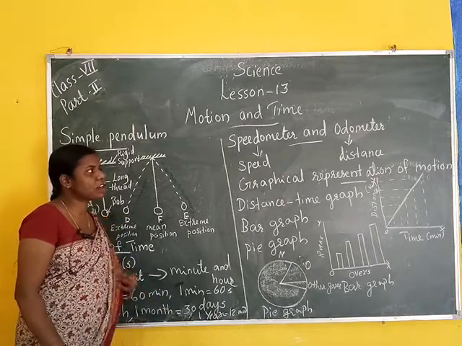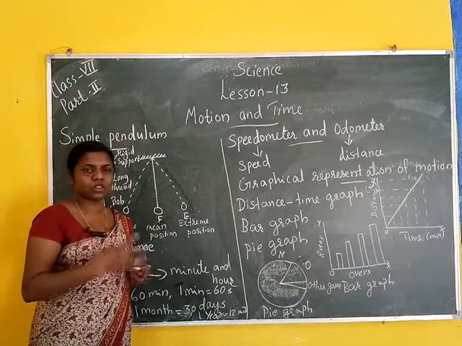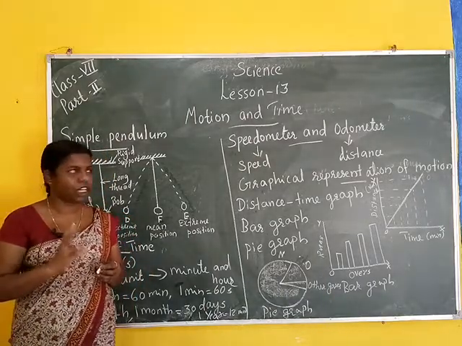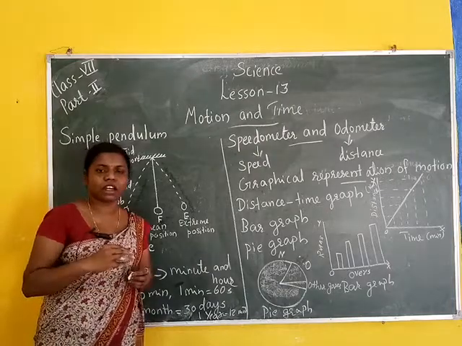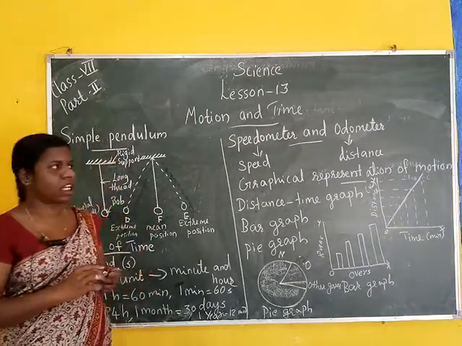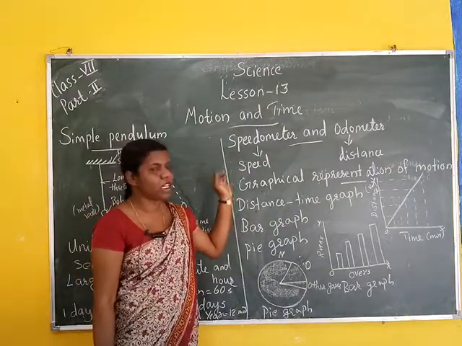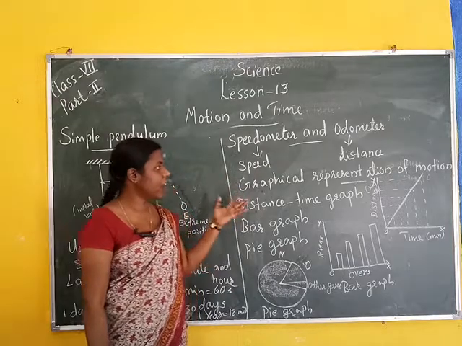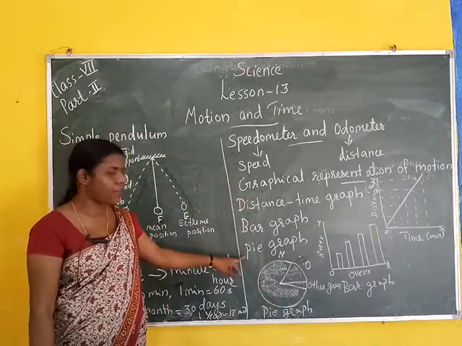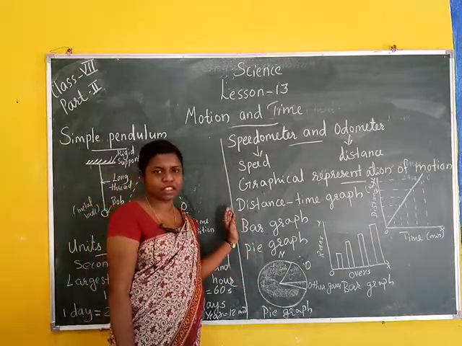Then speedometer and odometer. What is the use of speedometer and odometer? The speedometer is used to measure the speed of the vehicle, and the odometer measures the distance travelled by a vehicle. The speedometer measures speed, the odometer represents distance. Then graphical representation of motion is the distance time graph, bar graph and pie graph. Okay, then this lesson is finished. Understood this?